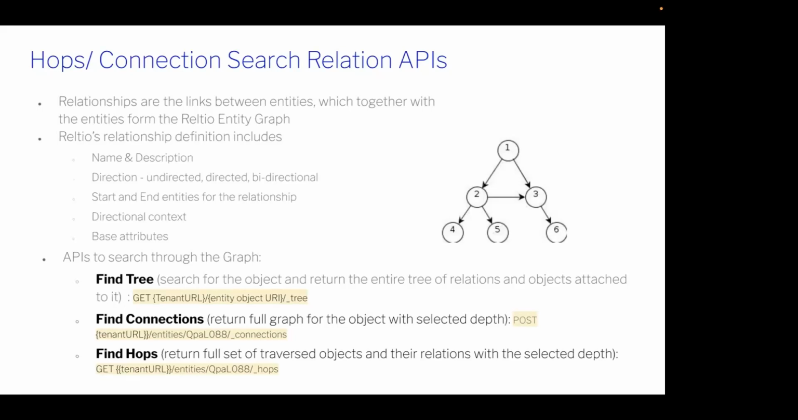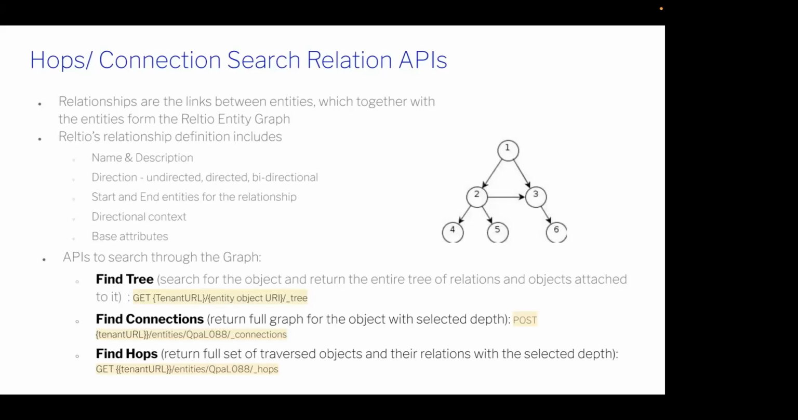So it will be a walk through the entities and objects rather than an index search in this case. Find connections, it will again find the original entity. Then it will find all of its connections or all of its relations to the next level entities, and you can define the depth you want to find connections for. So it will build your graph of a certain depth.